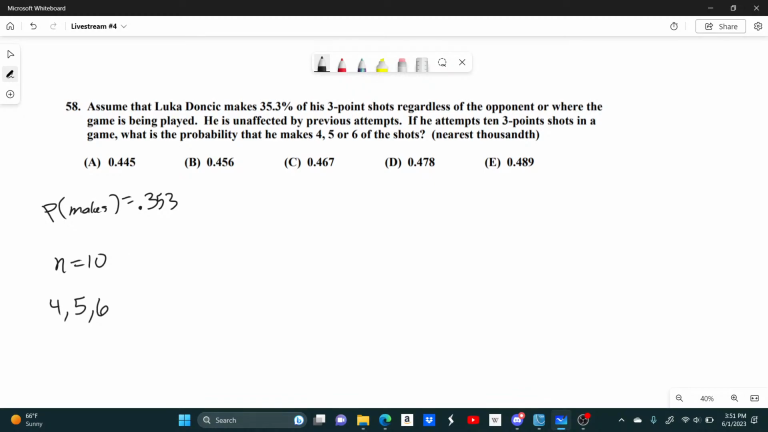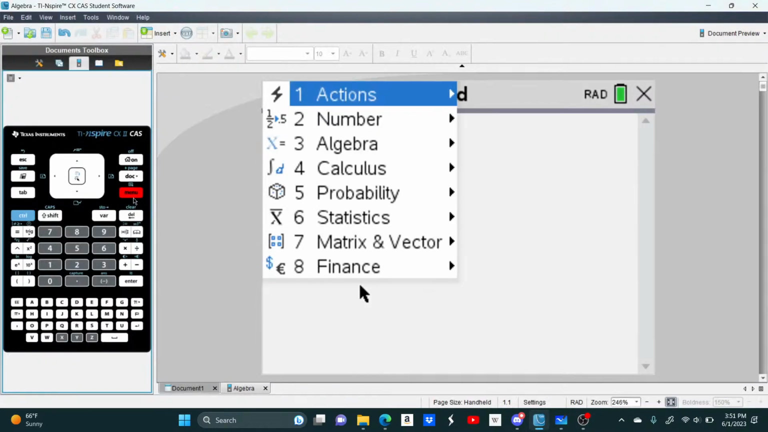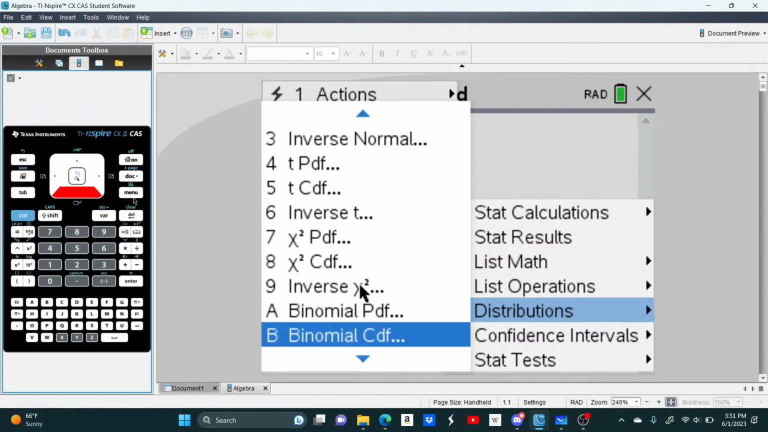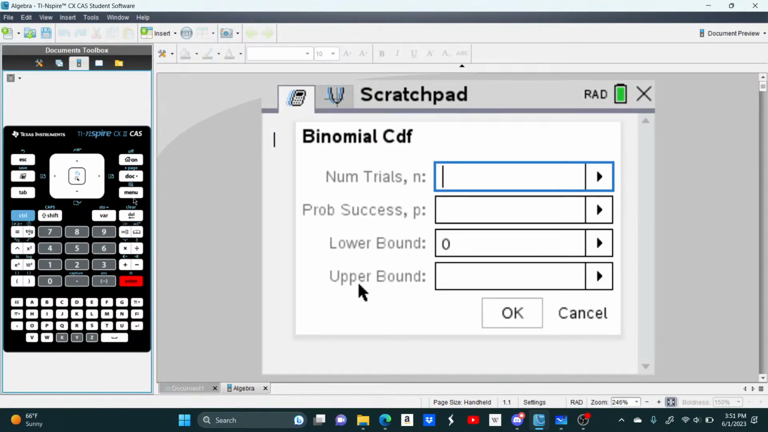Because you're trying to find a range of values, you're going to use a distribution called the binomial CDF, where the C stands for cumulative. It stands for cumulative distribution function. For a lot of stats, the only way to really do these is through your calculator. If you go to statistics, distributions, and then just out of sight is binomial CDF. If you have it memorized, you can just click the B. I was just trying to show you.